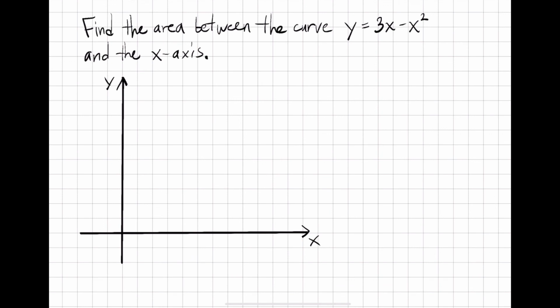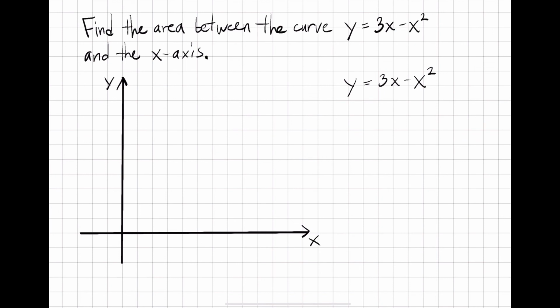Let's take our equation, y equals 3x minus x squared, and see if we can figure out a rough idea of what this graph looks like. We don't need to get a perfect graph. We don't need to plug in lots of different x values and work out exactly what the y value is. We just need to know a rough idea of where it is in the plane, what sort of shape it is, is it positive or negative, what are the boundaries of the region we're trying to find the area of.